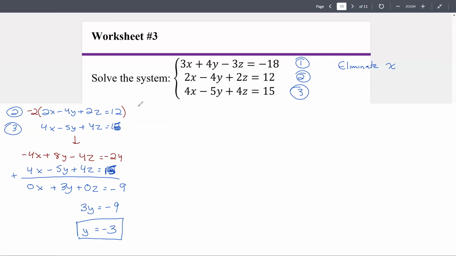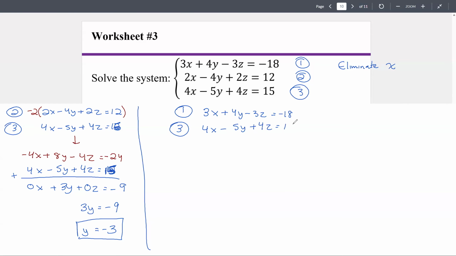So we're left with 3y equals negative 9, which means y is just going to be negative 3. So let's pick another pair of equations. Like I said, sometimes we just get lucky and we eliminate multiple variables at once. So use equations 1 and 3. Sounds good. So I'm going to do 3x plus 4y minus 3z equals negative 18. And then we are going to have this one, 4x minus 5y plus 4z equals 18.